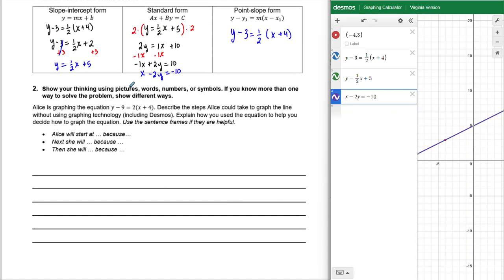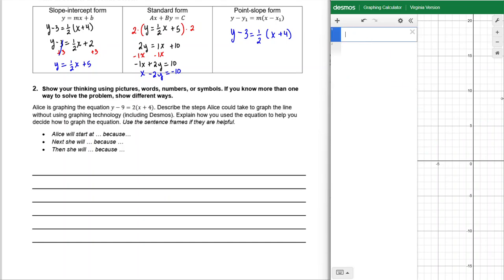It says, show your thinking using pictures, words, numbers, and symbols. If you know more than one way to solve the problem, show different ways. Okay, so Alice is graphing the equation y minus 9 equals 2 times x plus 4. Let me just graph it on here. You can see that it's written in point-slope form. You can see that the slope is 2, and the point is these two numbers, negative 4 and positive 9.